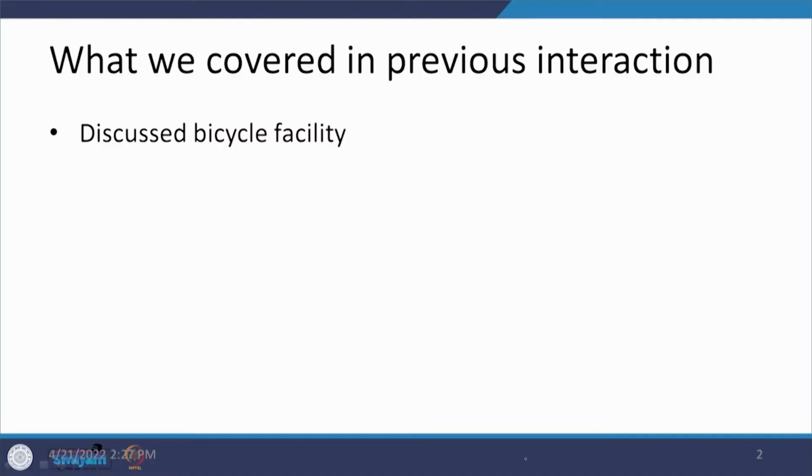Dear students, we are back in the class of geometric design. We have been discussing the cross sectional elements, and so far a large number of elements have been discussed. In the previous interaction, we started with a very specific facility, which is a bicycle facility, and under that bicycle facility we talked about the various classifications. We also looked at what width needs to be provided, or what horizontal or vertical alignment features need to be provided on different types of bicycle facilities.